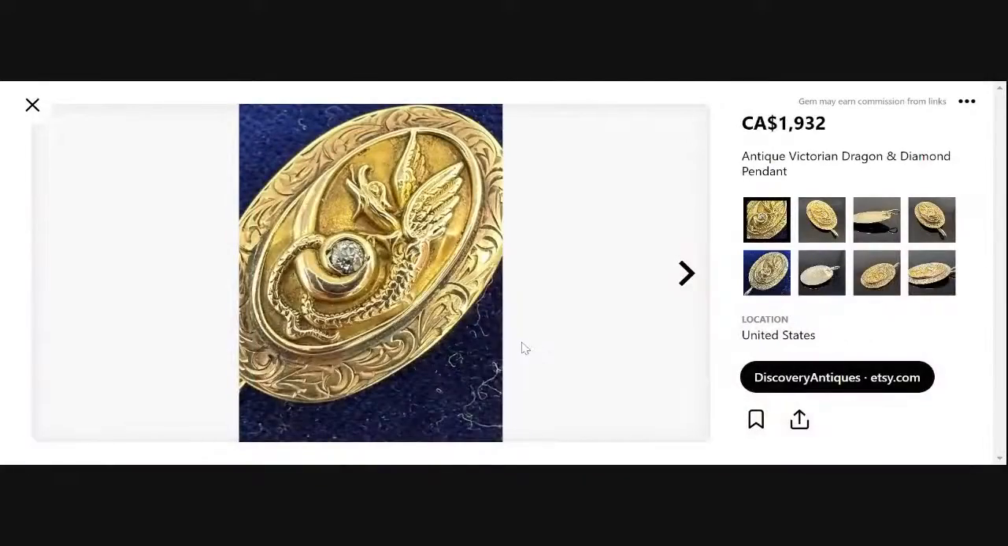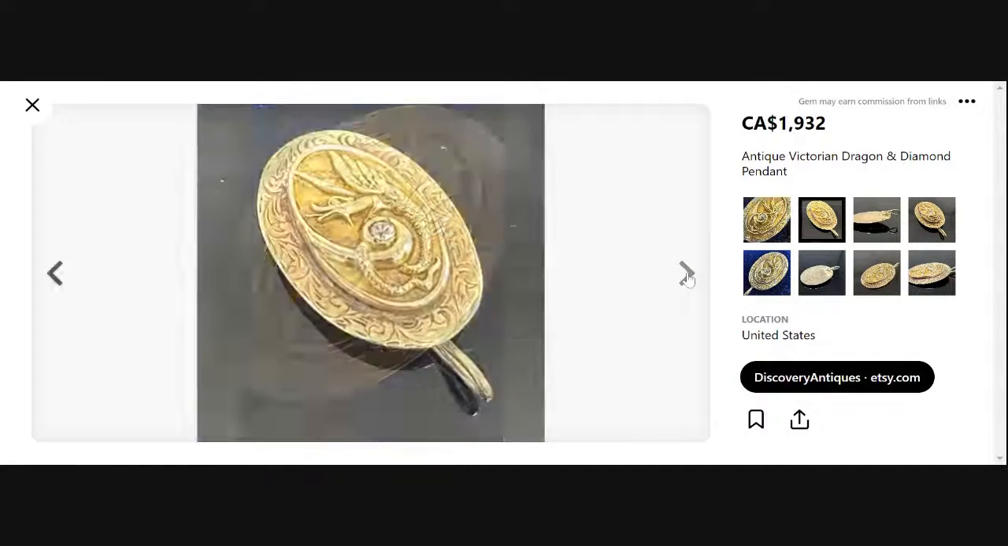So why don't we start with this one? It looks like a serpent of some kind for sure. This is kind of amazing. From Discovery Antiques on Etsy. It is a pendant, so not quite a pin, but still worth a little bit of a tour.